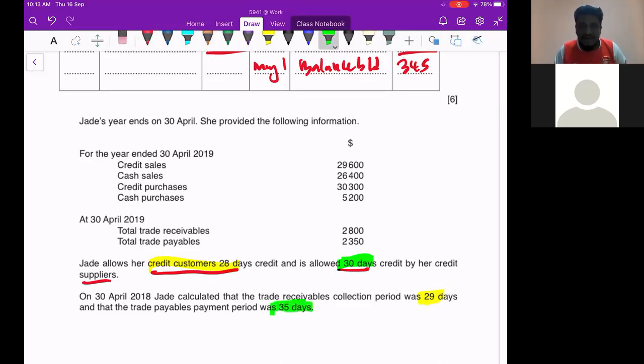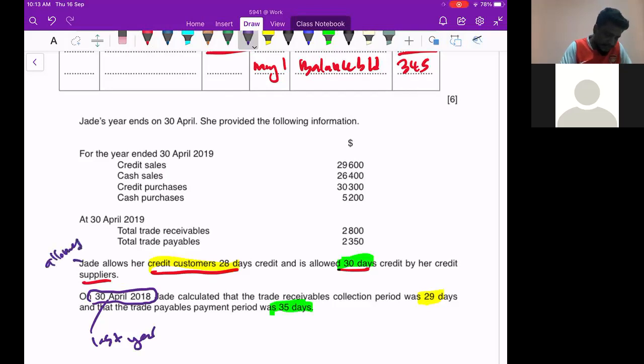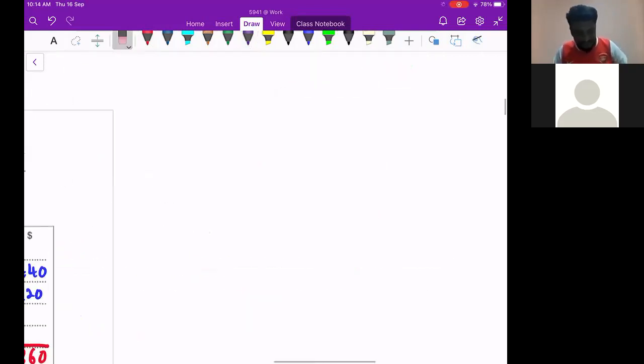You see, I allowed 28 days, but my customers take 29 days. I allowed 30 days, but I take 35 days to pay the trade payable. It doesn't look really good. The year 2018 is last year. This is the allowed. This is this year. You can see the difference. This year they haven't calculated, maybe we will calculate later. This is the allowed, and this is what happened last year. So that's my question.